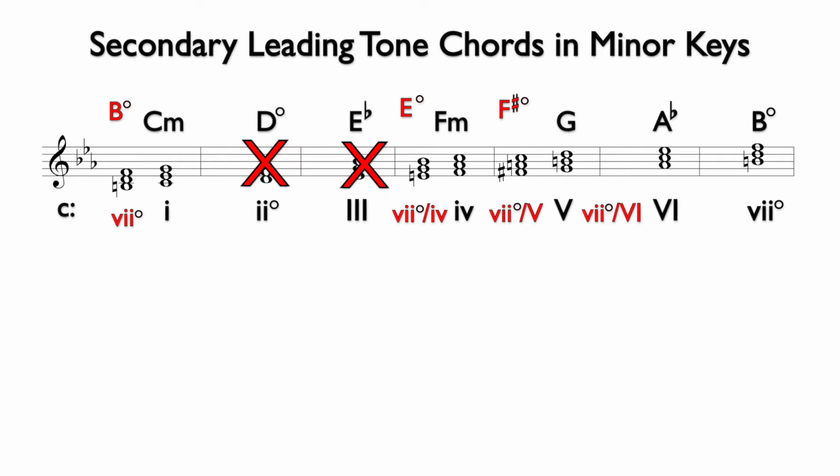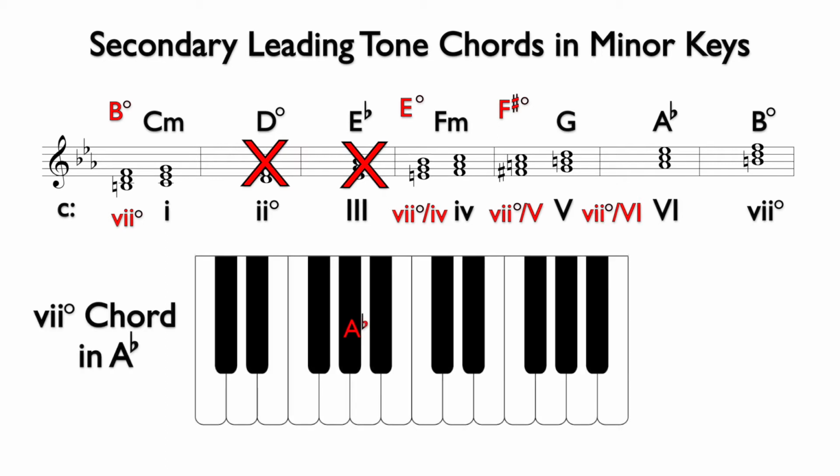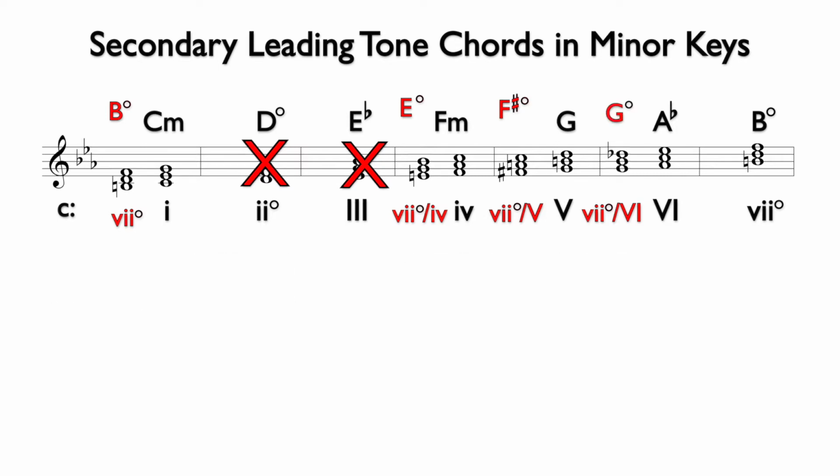Next, we find the 7 diminished of 6. We find the 7 diminished chord in A flat, which is the interval of a minor second below A flat. This is G diminished, and the notes are G, B flat, and D flat. Since 7 diminished is a diminished triad, it will not feel like 1 in a major or minor key, and therefore there is no 7 diminished of 7 diminished.